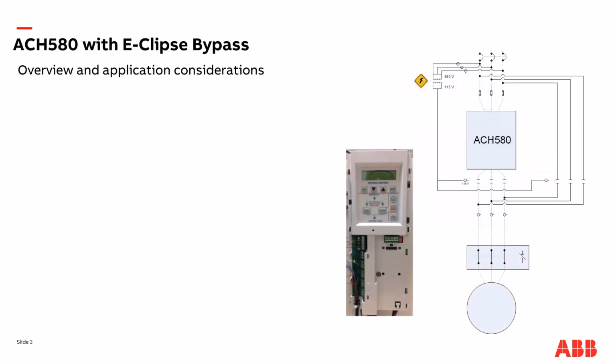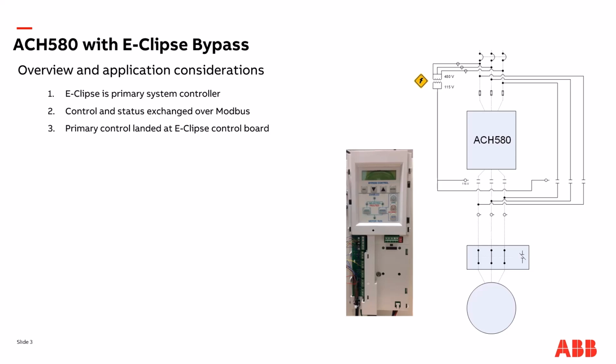Before launching into de-ice control for an E-Clipse bypass system, I'd like to take a moment to briefly introduce some of the high-level system considerations to be aware of, which may help support your understanding of the content to follow. First, understand that the E-Clipse controller is the primary controller in the system. The EFB connection on the ACH580 is configured for Modbus and used to exchange control and status with the E-Clipse controller. Therefore, all the primary control inputs, start, stop, start interlocks, run enables, etc., they're all landed at the E-Clipse control board, and this information is then passed to the ACH580 over Modbus.